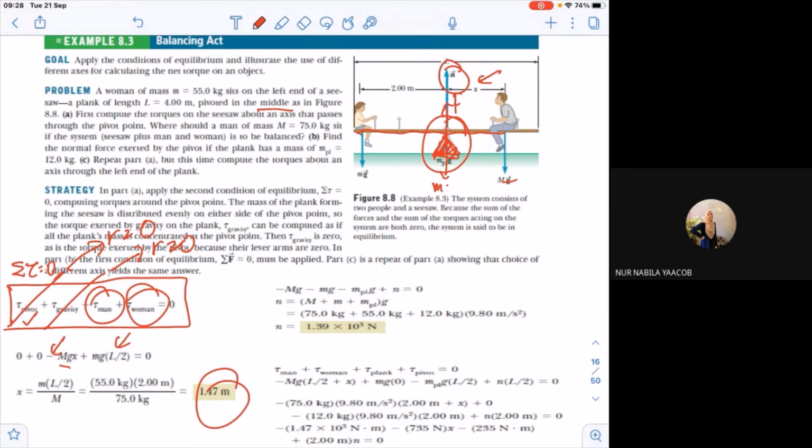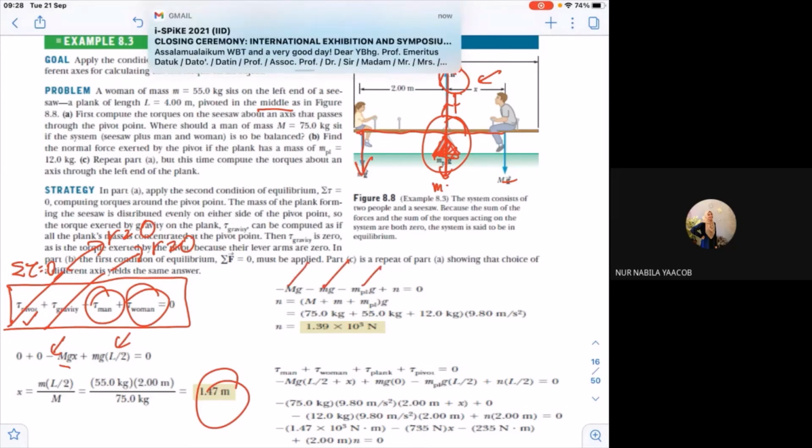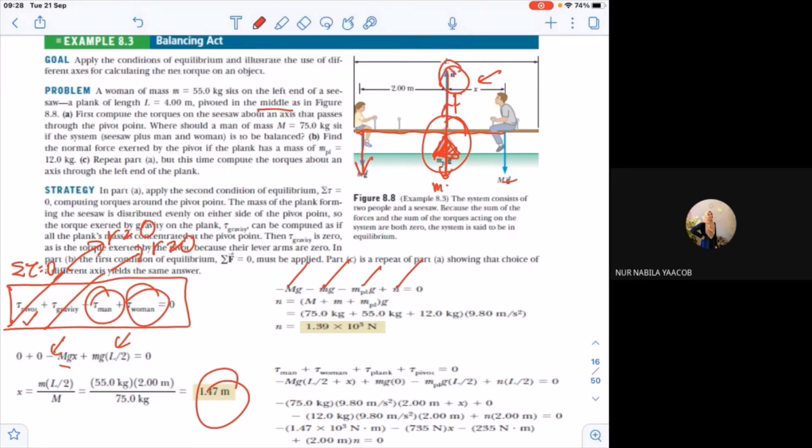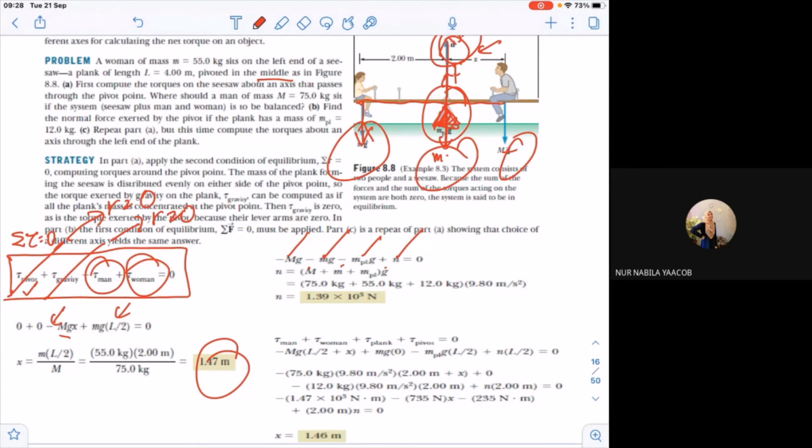Let's consider everything. The normal force is going upward, the mass is going downwards. The girl is also downwards, so you can see the man, the girl, m plank g, and the normal force. The normal force is going up, so it is a positive value. Everything else is negative, and lastly the normal force is positive. The normal force will be 1390 Newton.